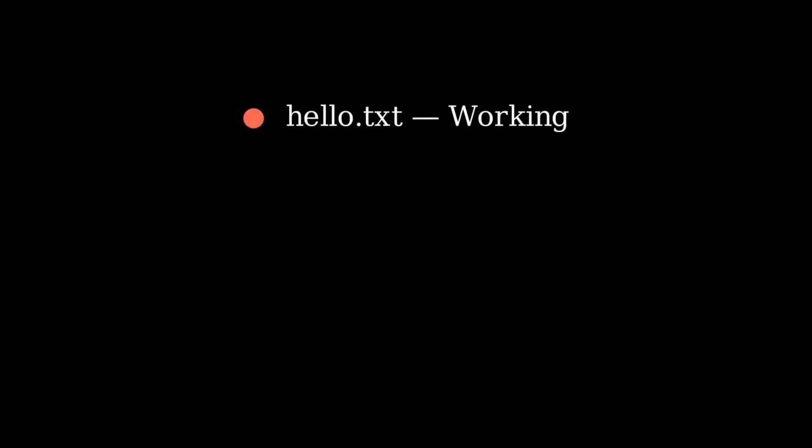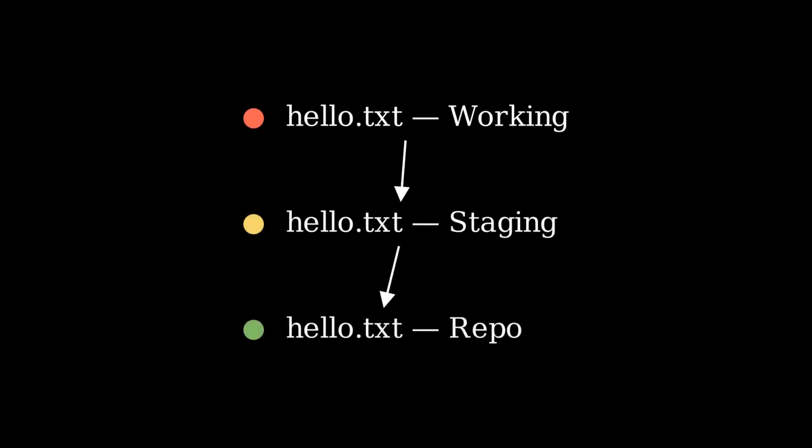1 file, 3 states. Red to yellow with git add. Yellow to green with git commit. That is the entire local workflow. Everything else builds on these 3 stops. But where did it actually go? Inside .git/objects. Next episode. We open the database.